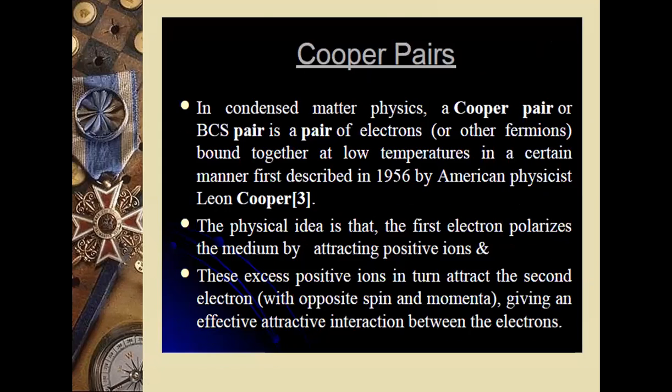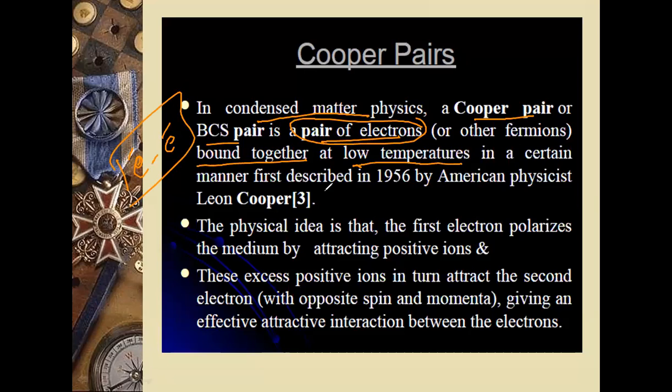In condensed matter physics, a Cooper pair, or BCS pair, is a pair of electrons bound together at a low temperature in a certain manner. The American physicist Cooper discovered it in 1956. So at low temperature, electrons bind together. That is called a Cooper pair.